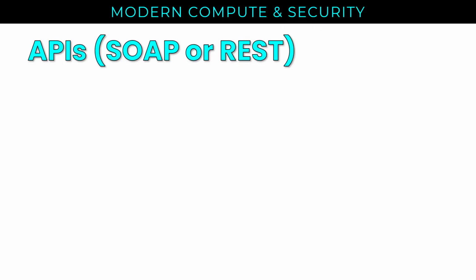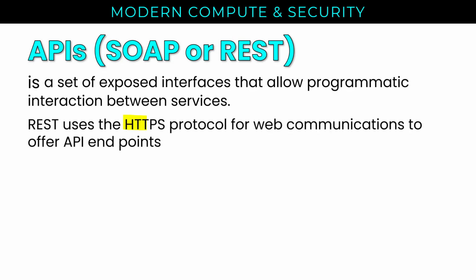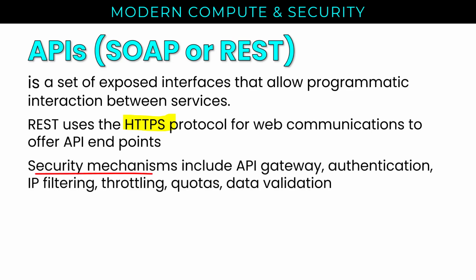So let's talk about application programming interfaces, or APIs. SOAP and REST are the two common standards out there. REST is the modern standard, but an API is a set of exposed interfaces that allows programmatic interaction between services. Now, REST uses the HTTPS protocol for communications to offer those API endpoints. Security mechanisms will include API gateways, authentication, IP filtering, throttling, so throttling the max number of requests that can come through in a given time.